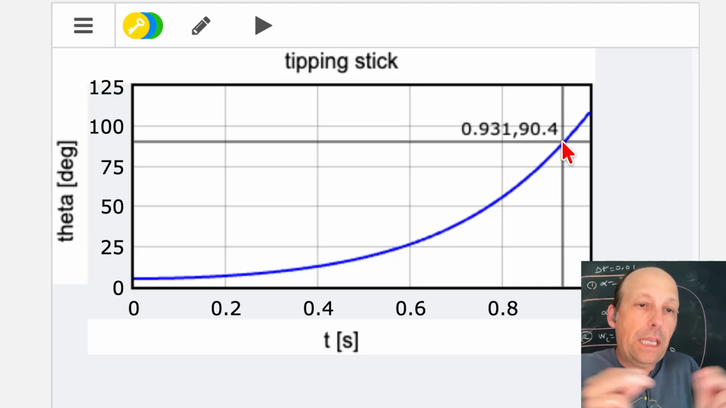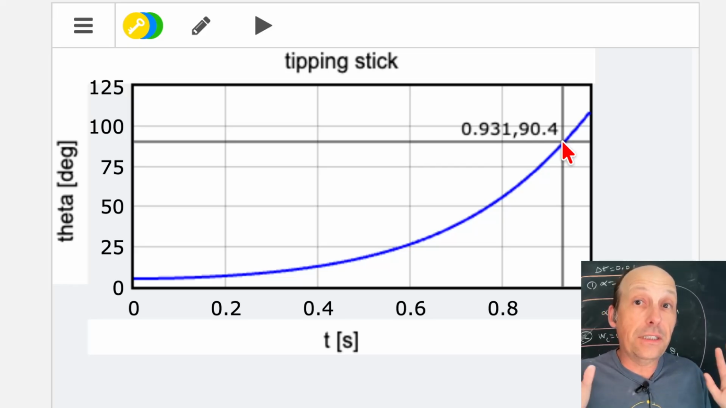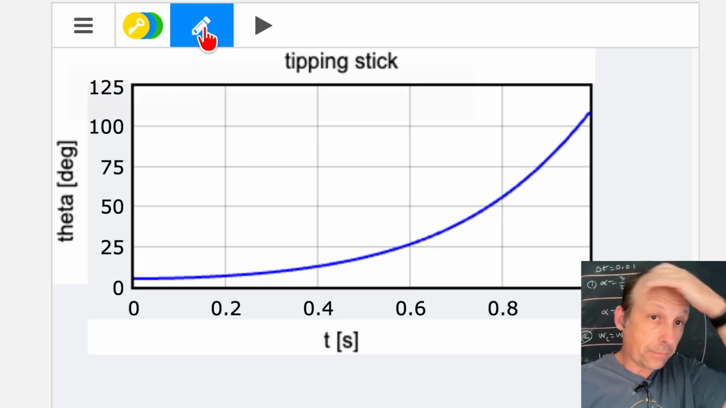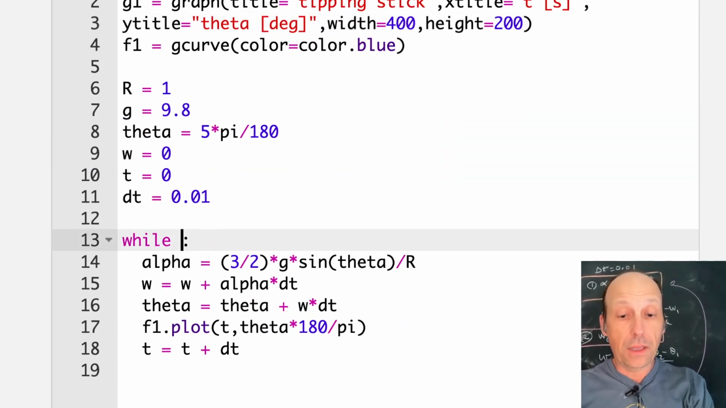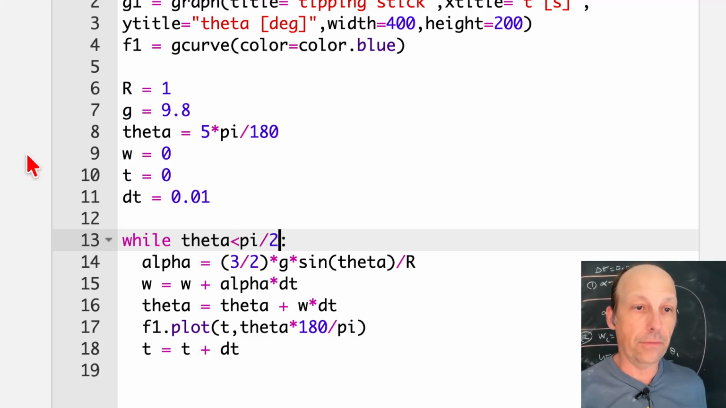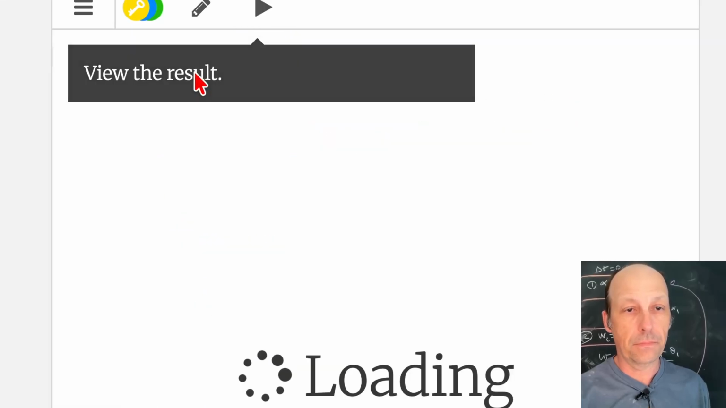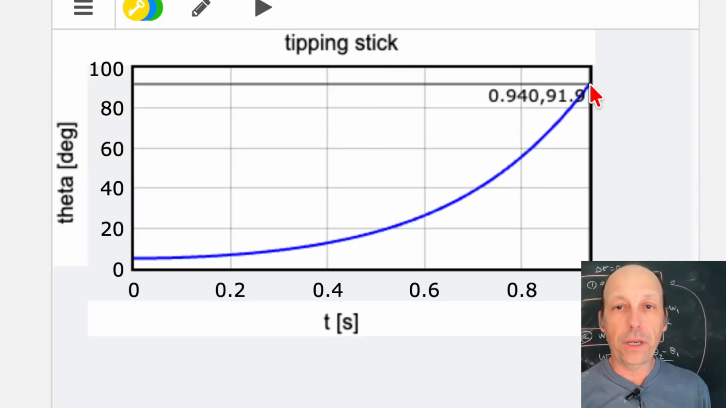Let's see if we can change this to fall until it stops, until it hits the ground. So for that, I'm going to be a little dangerous. I'm going to say while theta is less than pi over 2. Pi over 2 is the ground, right? That's a 90-degree angle. There, and stopped. Okay, so it took 0.94 seconds.